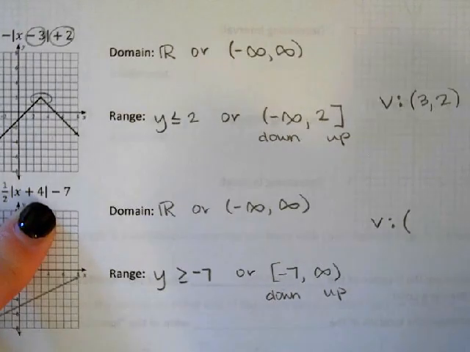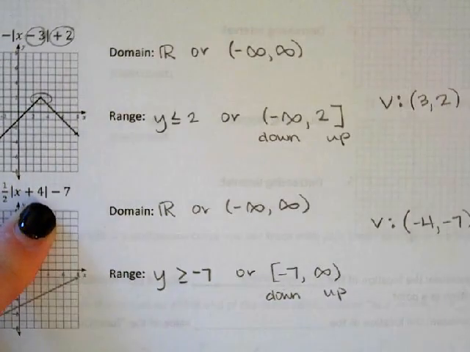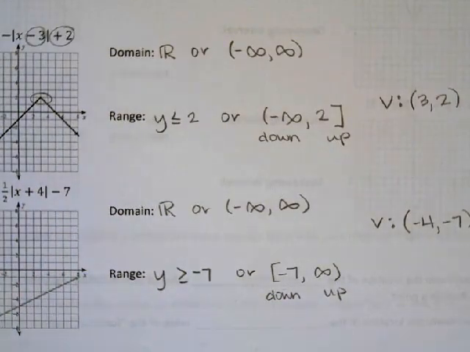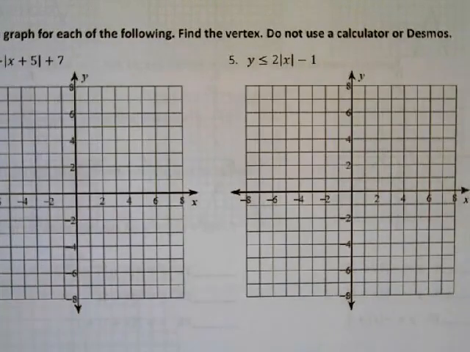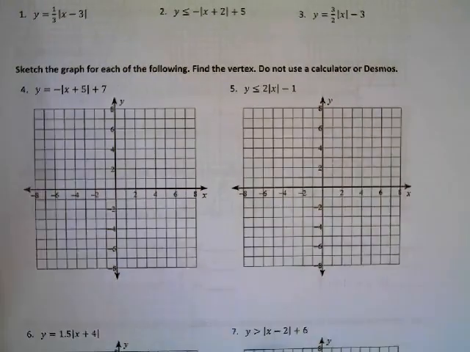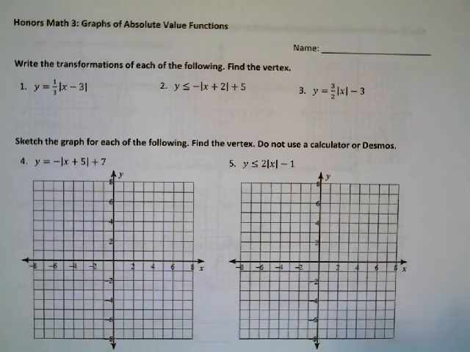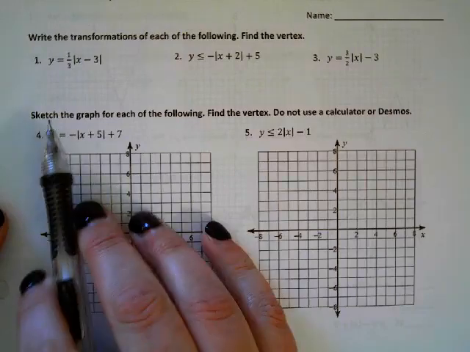Okay, so we're going to pause right there in our notes, and we're going to go ahead and start working on the assignment. So at this point, if you look over at the assignment, we can definitely do problems 1, 2, and 3. They ask us to write the transformations. They ask us to write the vertex. We can definitely sketch the graph without a calculator. We can use the table to sketch the graph. We can find the vertex for 4, 5, 6, and 7.